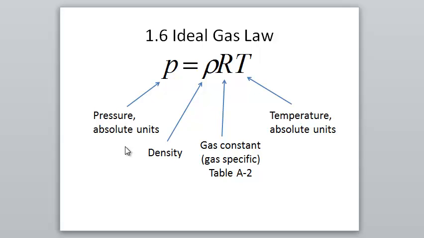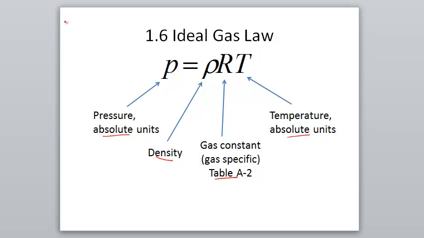The ideal gas law is governed by this equation that you see on your screen. Okay, so pressure P is equal to the multiplication of the density times the gas specific constant times the temperature in absolute units. I'm sure you've seen the ideal gas law before, probably in chemistry, I'm guessing, but you probably saw it in slightly different form.